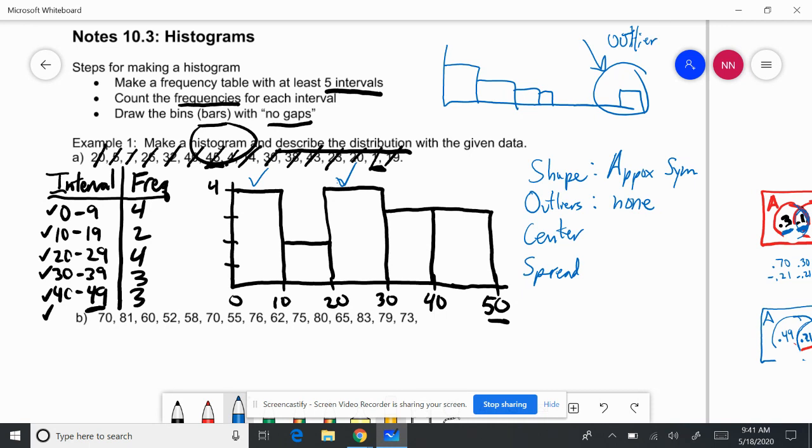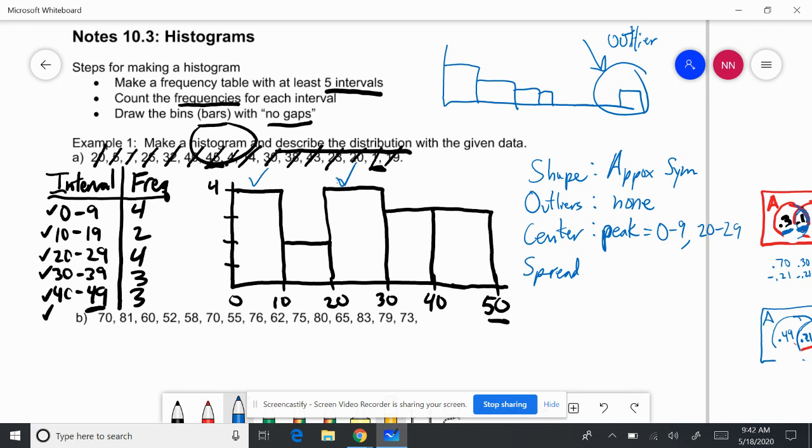So in this case, there's no outliers because they're all grouped together. The center, there's actually two peaks. We don't call it a mode. Mode is for an individual number. With histograms, we say peaks, and that would be the highest bin. So we have a peak from 0 to 9, and we have a peak from 20 to 29.